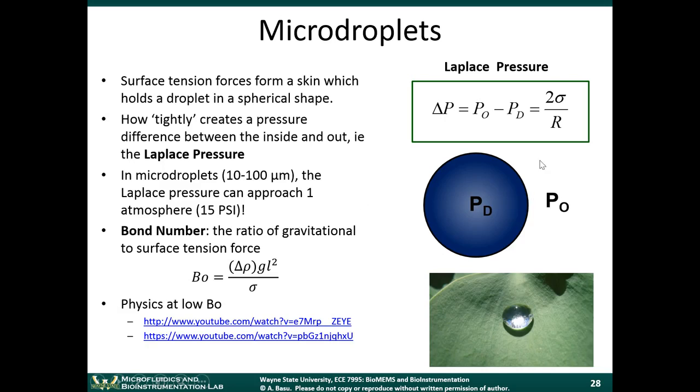Okay, so this is one of the reasons why if you want to form really small droplets, you actually have to use a surfactant to reduce some of the interfacial tension, or else the system won't be stable.